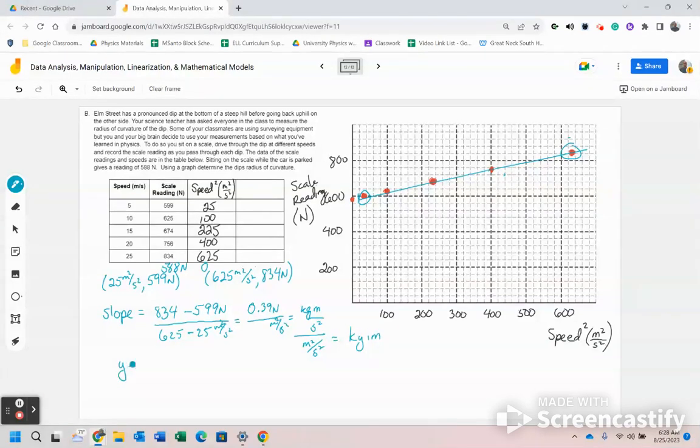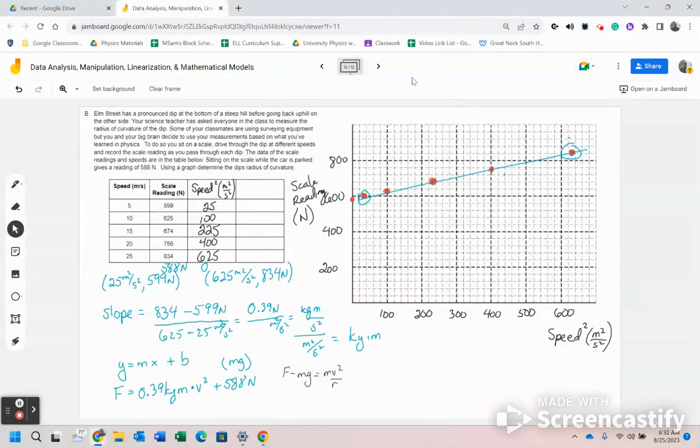So when we look at an equation for the slope of the line, y is the scale reading, so it's the force exerted. The slope is going to be 0.39 kilograms times meter, times the speed v squared, plus your y-intercept. From the prior page, we found that when the speed is 0, the scale reading is 588, or mg, so we're just going to put plus 588, which would be the force exerted by the Earth, or the normal force when the speed is 0. So up here, I'll just put parentheses above it.